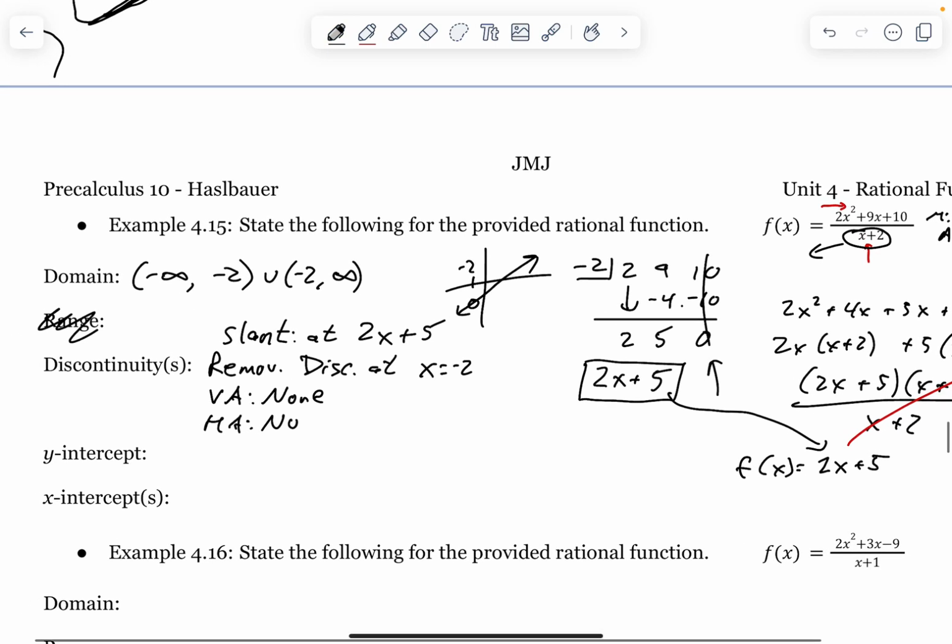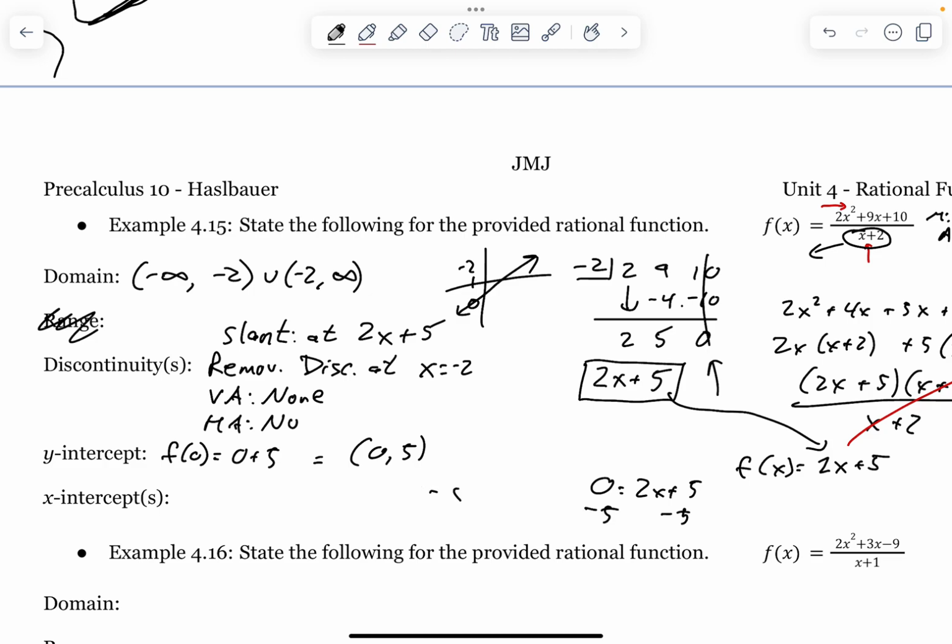Okay, y-intercept, I plug in 0. I'm going to plug it into my reduced form, and I get a 5. If I plugged it into the original, I would also get a 5. 10 over 2 is 5. I'm going to set it equal to 0 in order to get my x-intercept. -5 equals 2x. And I divide both sides by 2, and I get -5 over 2, comma 0.